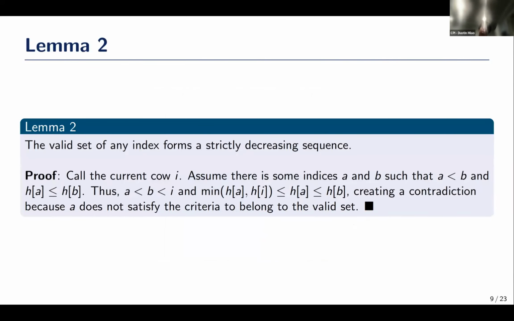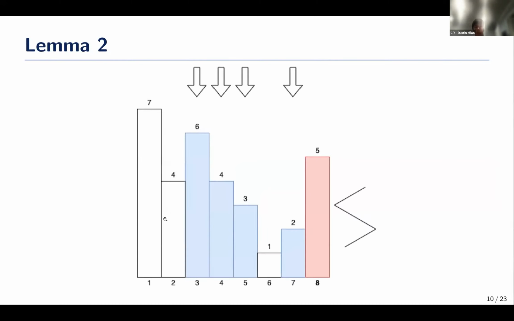So then we have a second lemma, which is that the valid set of any index forms a strictly decreasing sequence. What this means is that if we were to consider all the cows that cow 8 could throw a frisbee to, their heights would be strictly decreasing. So we see that there's a 6 here, then everything else has to be below 6, and then 4 here, everything else has to be below 4, and so on. So this is why we can't throw one to 4.